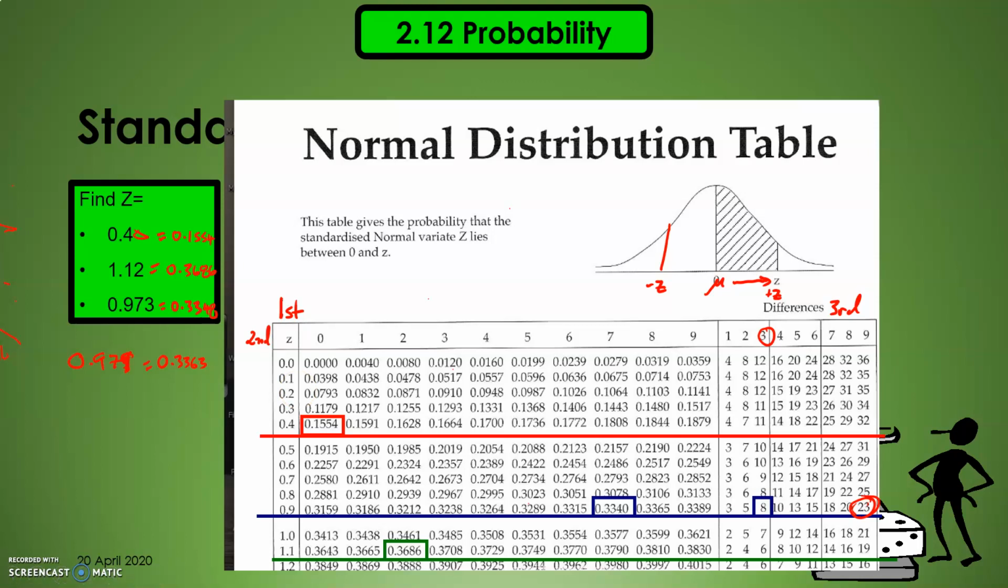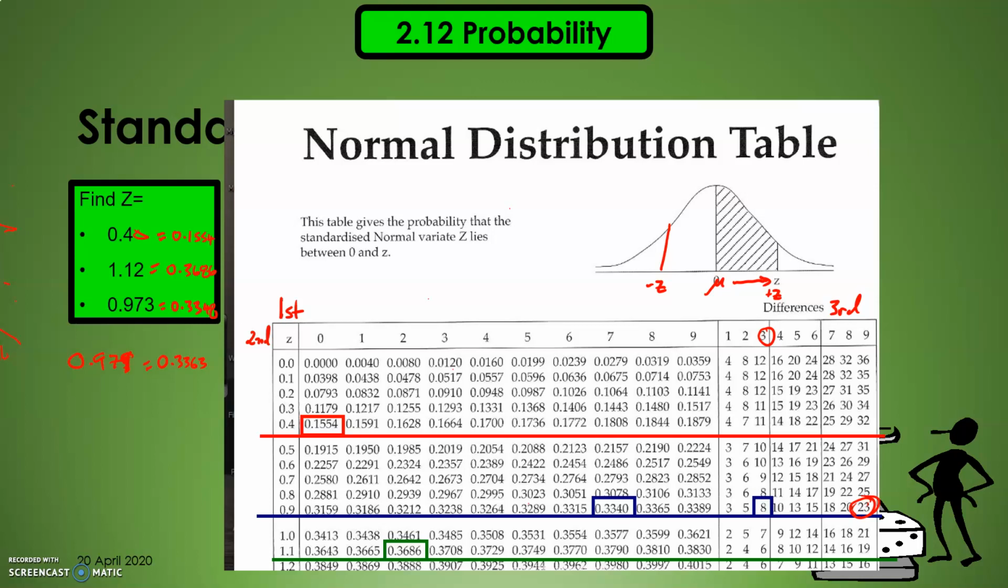And that's basically it. So you now have a table that for any proportion of the standard deviation, once you've changed your x value to a z value, you should then be able to find that area between the mean and your z value.